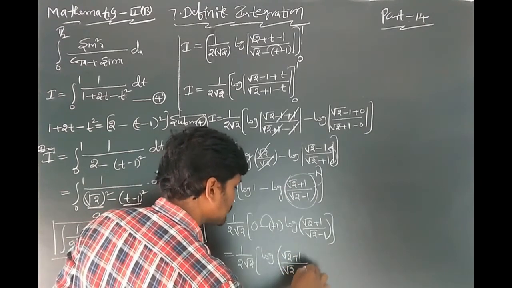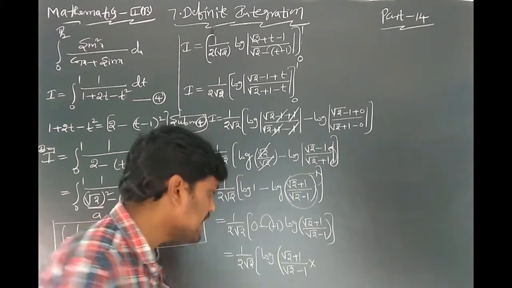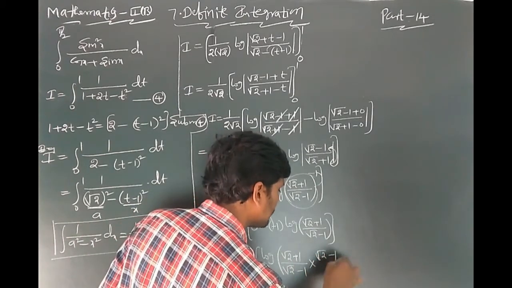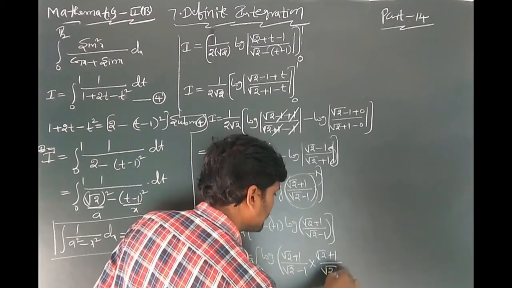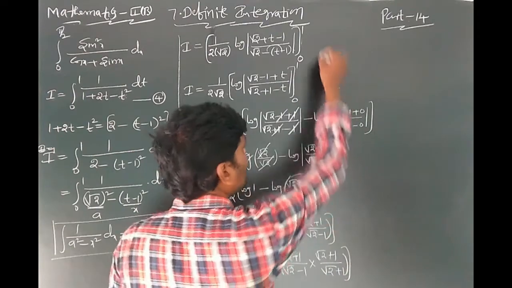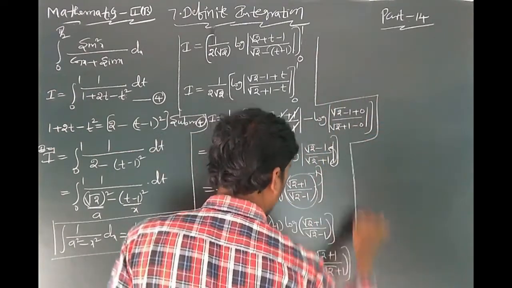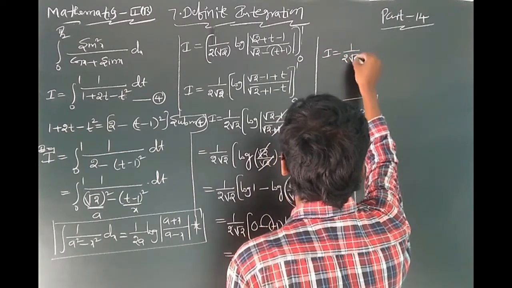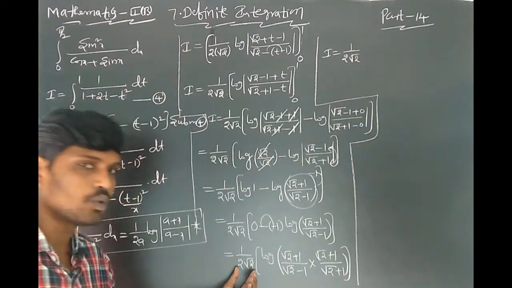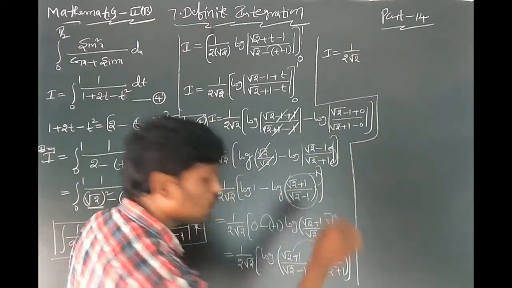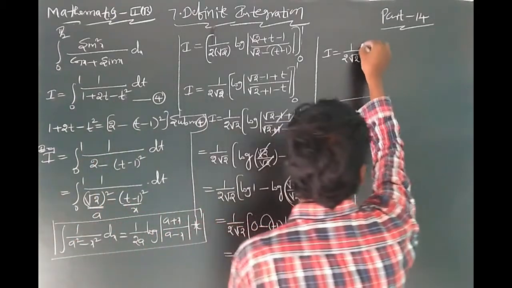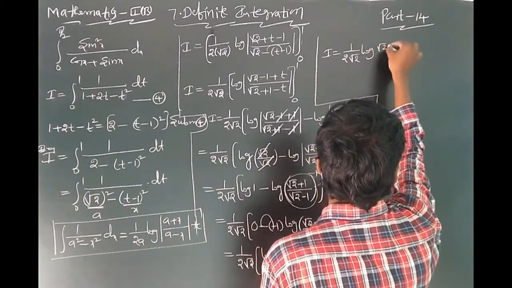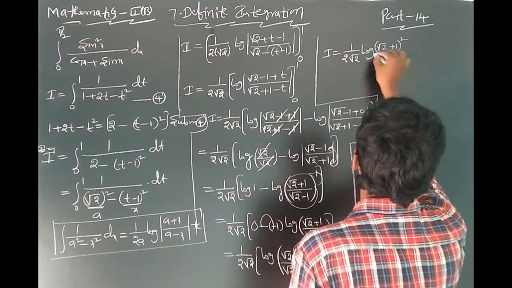root 2 minus 1. Rationalize the denominator: root 2 minus 1 by root 2 plus 1, by root 2 plus 1. After that, you can write I is equal to 1 by 2 root 2 log of root 2 plus 1 into root 2 plus 1, root 2 plus 1 into root 2 plus 1, root 2 plus 1 whole square.